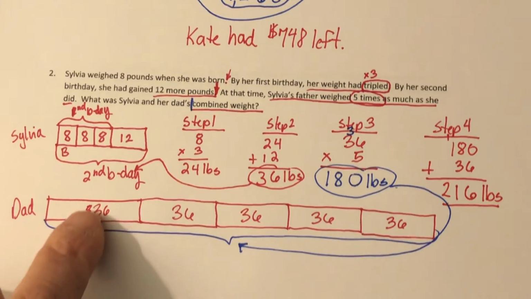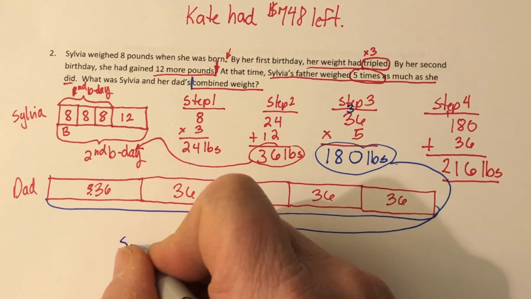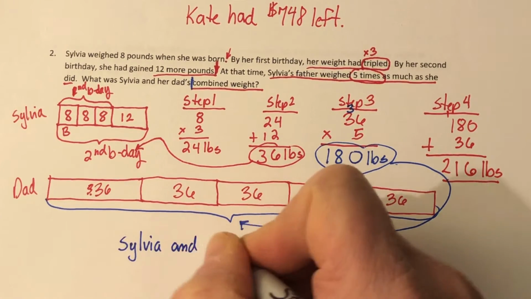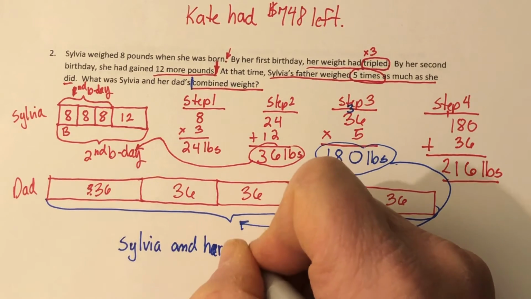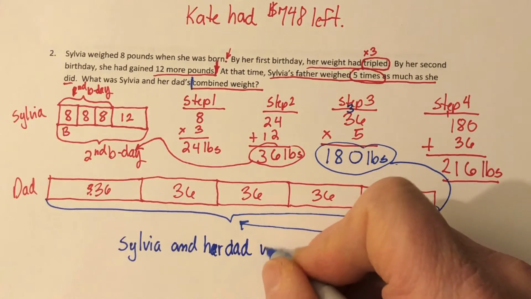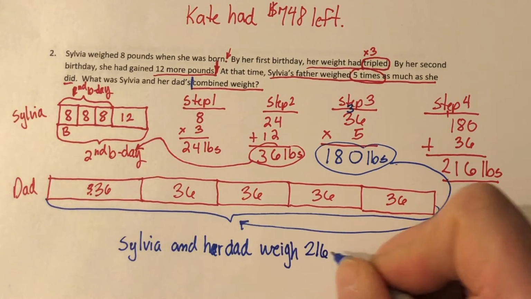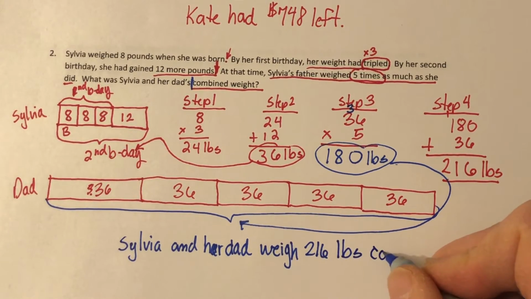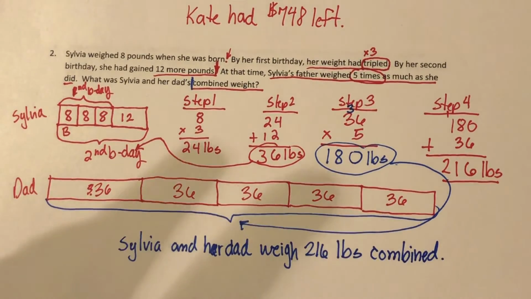So I'm going to write this down. What was Sylvia and her dad's combined weight? Sylvia and her dad weigh 216 pounds, LBS, combined. You've used that word combined before, right? Combined means put together. Okay, so combined means add.